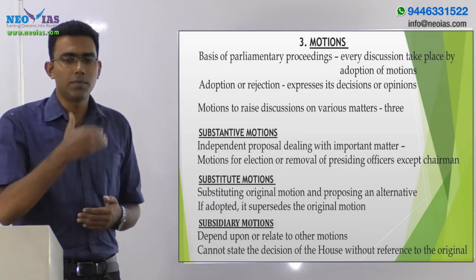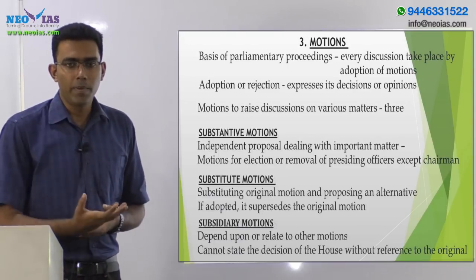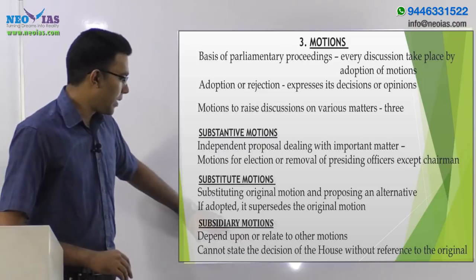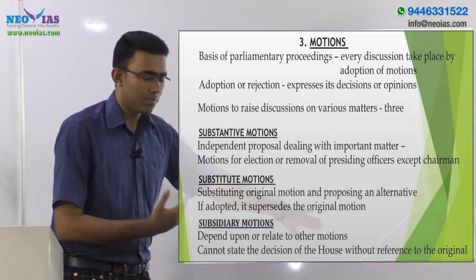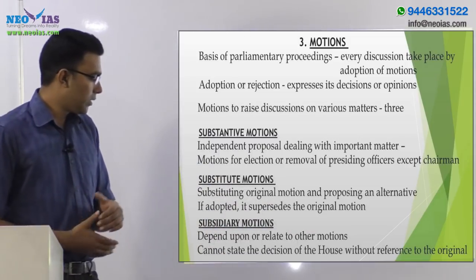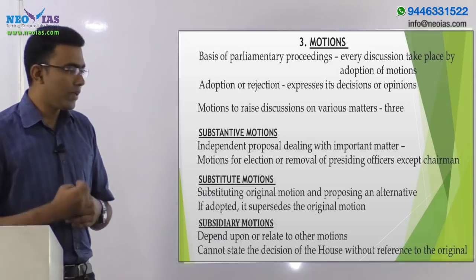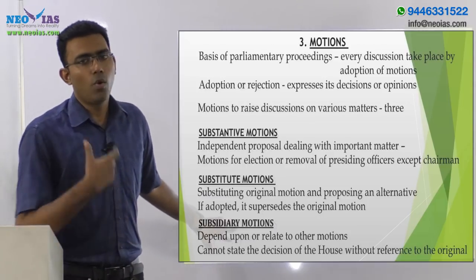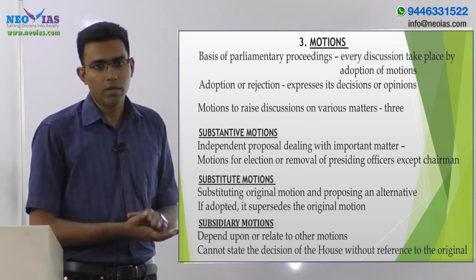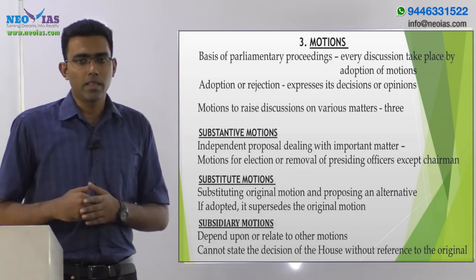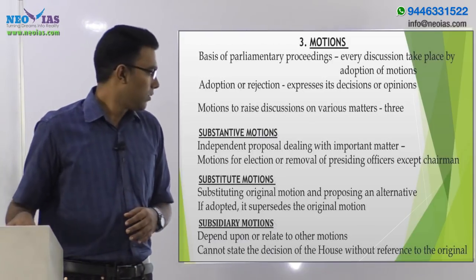And the next is subsidiary motion. As the name suggests, it is subsidiary, that is, it cannot have an independent standing, and that's the reason why it depends upon or relates to other motions. It cannot state the decision of the House without reference to an original motion. So these are the three major important ones.